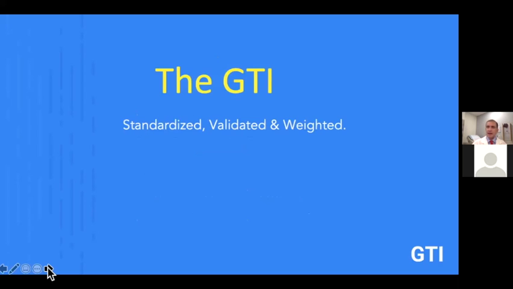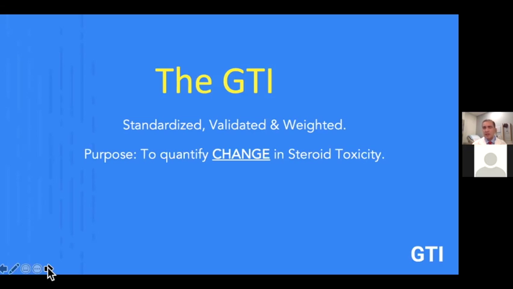So the GTI, by way of background, is a standardized, validated, and weighted instrument designed initially to be used as a clinical trial outcome measure. And indeed, that is now how it is being used in multiple clinical trials. It can also be used for real-world studies and in real-world practice as well, but it was designed originally for use in randomized double-blind placebo-controlled trials. Its purpose is to quantify change in steroid toxicity.